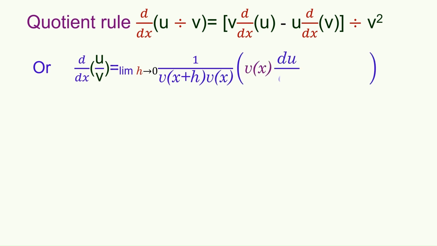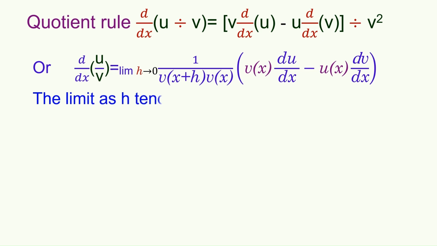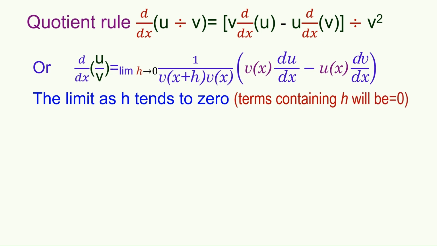Or d/dx of u divided by v equals limit h tends to 0 of 1 divided by v(x+h) times v(x), in bracket, v(x) times du/dx minus u(x) times dv/dx. The limit as h tends to 0, terms containing h will be equal to 0.